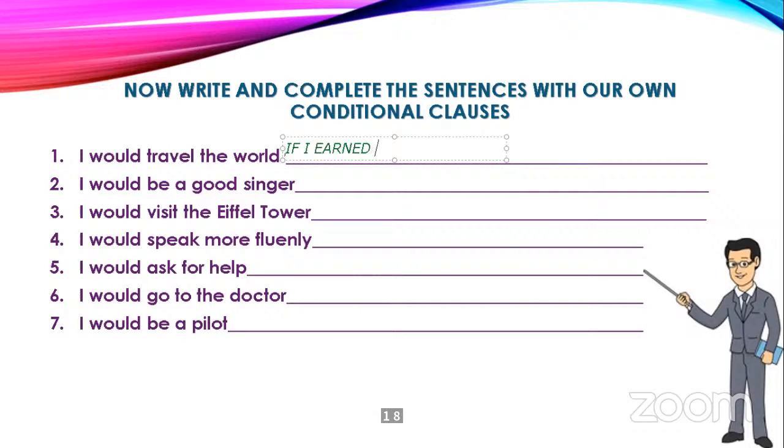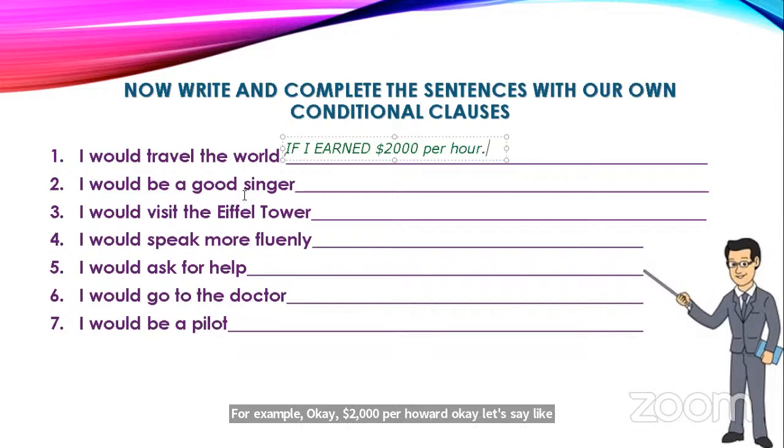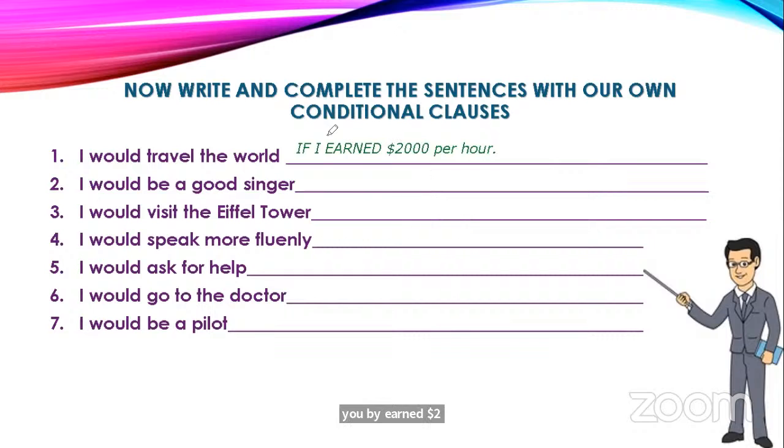Example, if I earned, let's say $1,000, for example. Okay, if no, $2,000 per hour, okay? Let's say like that. Yo viajaría en el mundo, chicos. I would travel the world if I earned $2,000 per hour. Si ganara $2,000 por hora, okay? Es algo hipotético, ¿verdad? Pero esa es mi condición. If I earned $2,000 per hour. El verbo earn es el que se usa para cuando recibes tu dinero.